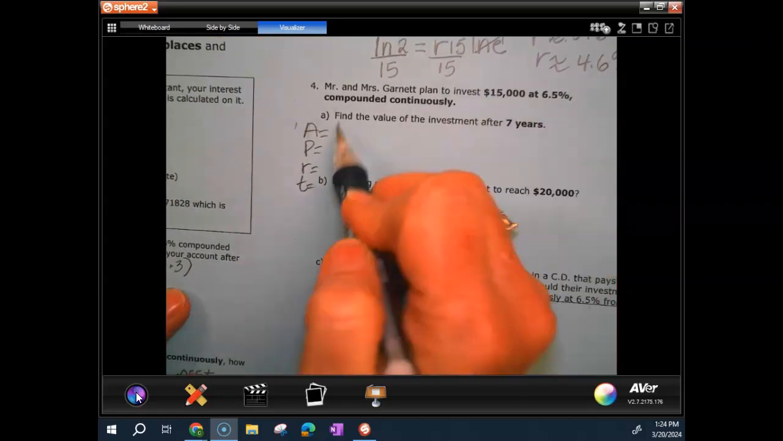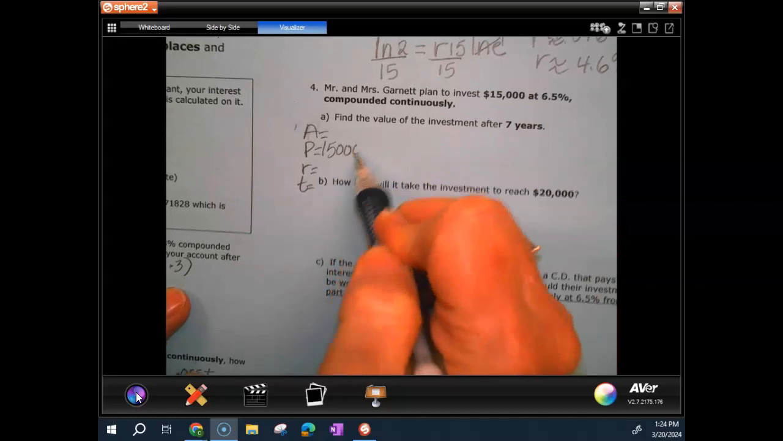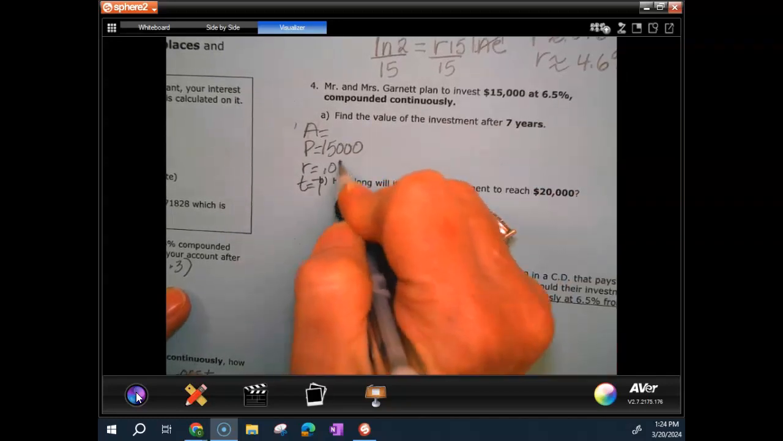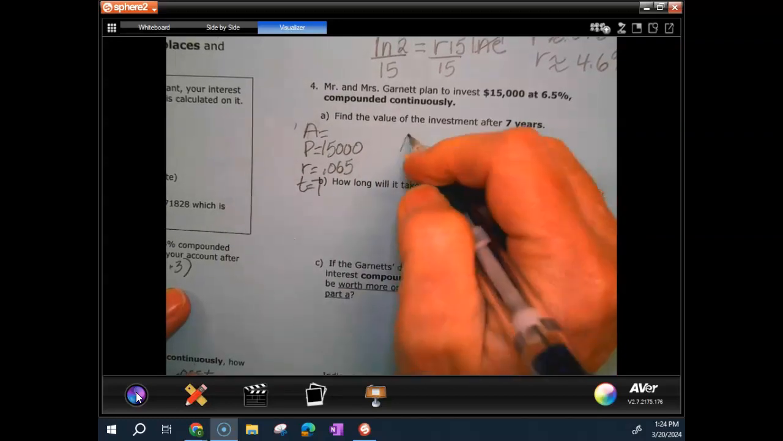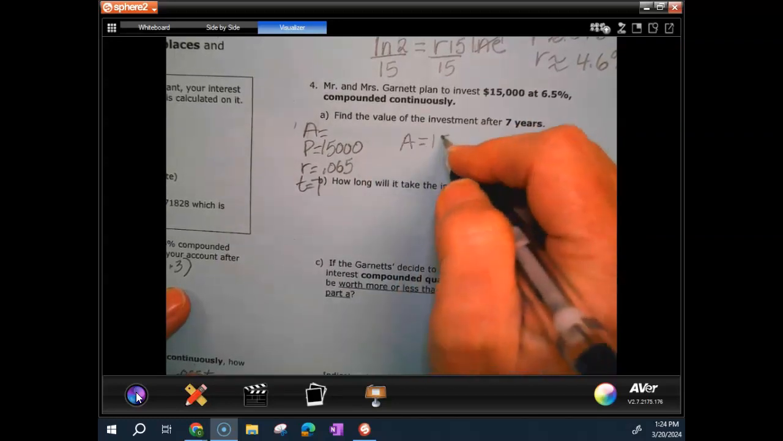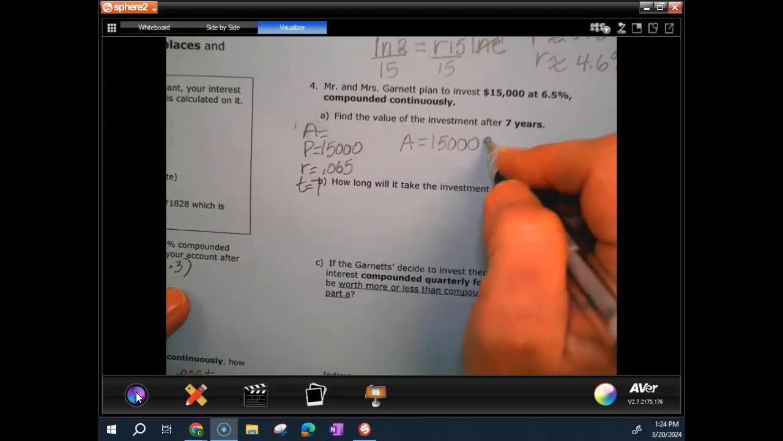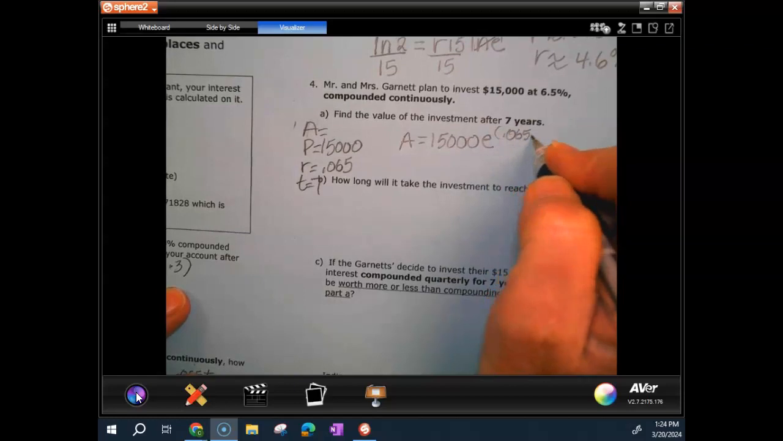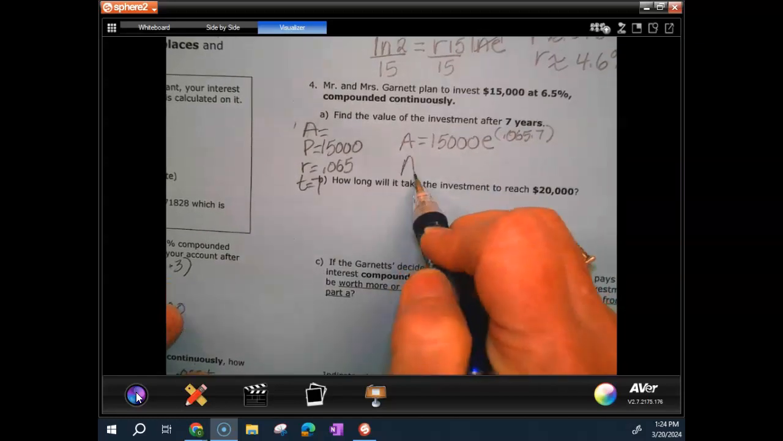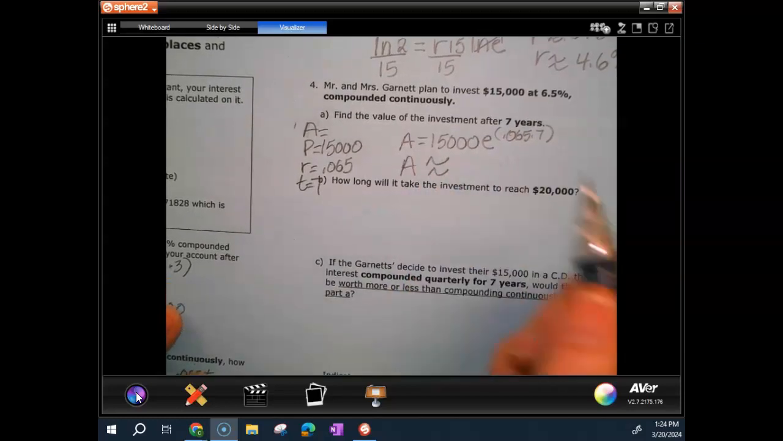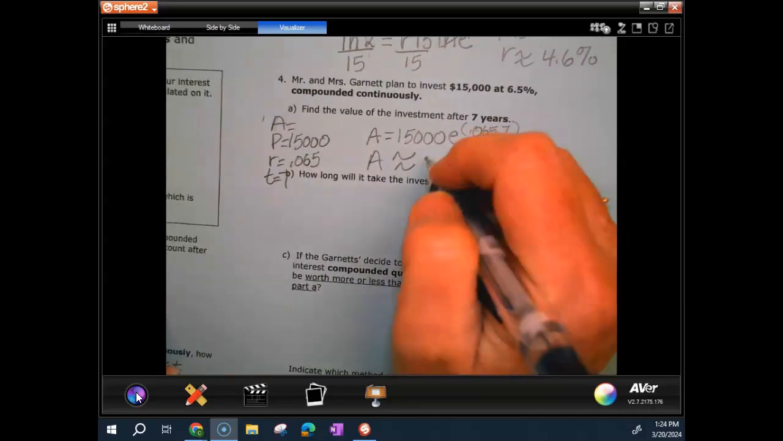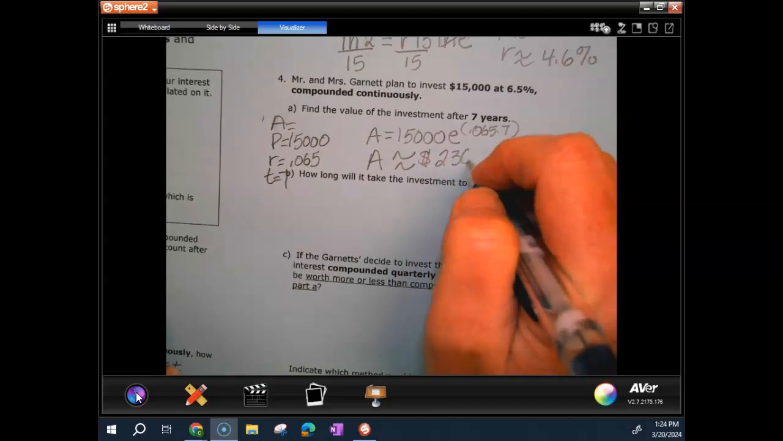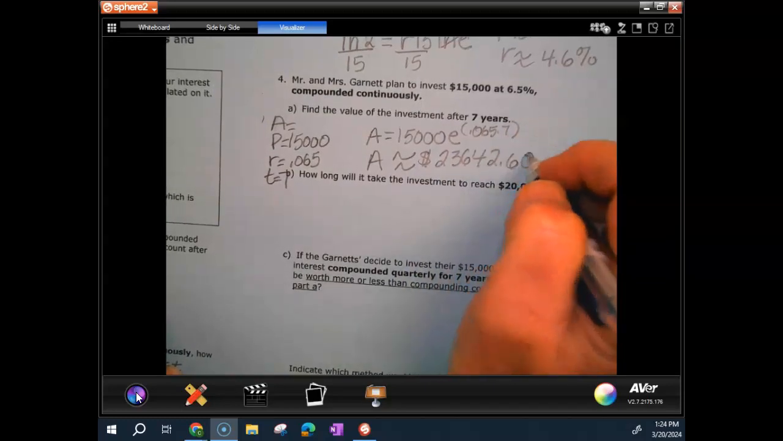So it says we're investing $15,000. We're going to do it for 7 years at a rate of 0.065. So my investment is going to be 15,000 E, and then we're going to take 0.065 times 7. And if you do that, you get approximately $23,642.60.